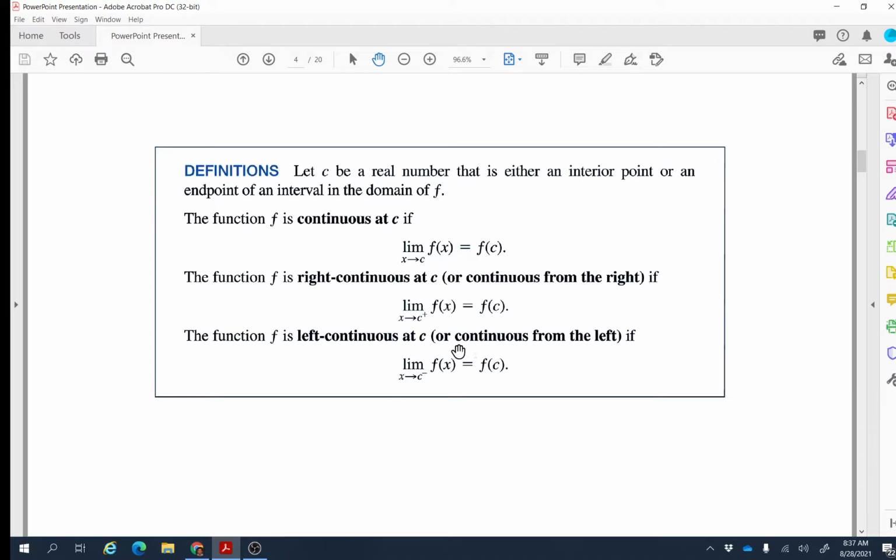So basically, a function is continuous at point c if the limit of the function when x approaches c from both sides is equal to the value of the function.